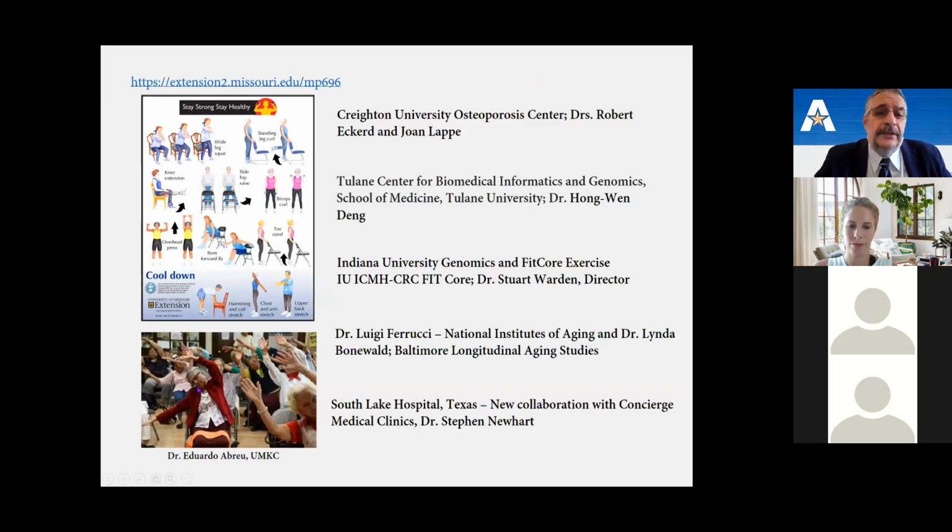This is something that we had started at UMKC, which is exercise training, but expanding this to human studies. Now, as you see, we have extended to a number of facilities, including the National Institute on Aging itself with Dr. Luigi Ferrucci. So we have a collaboration with the Creighton Osteoporosis Center, Tulane Center, Indiana University Genomics, FIT Core, and then now locally with South Lake Hospital here in Texas. So this gives us the possibility of translating, and we are also very, very interested in biomarkers.